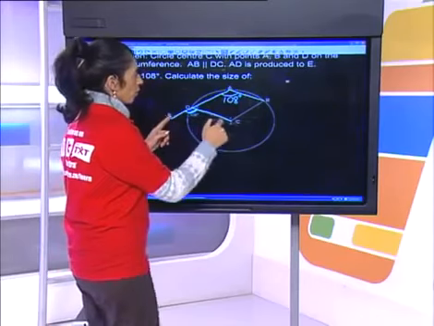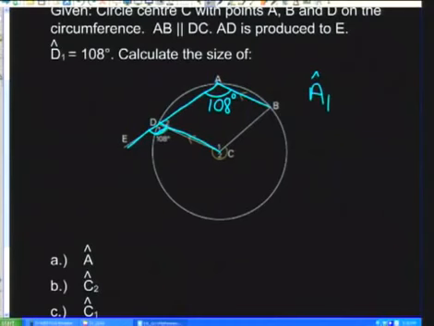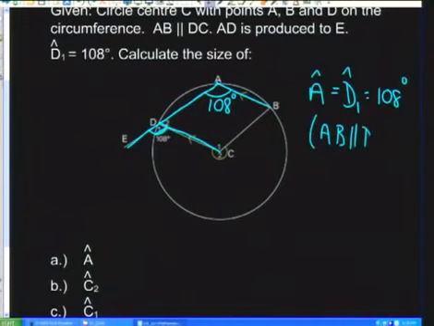So in this case, we would say that angle A is equal to angle D1. We would give its value, and then next to it we would say because AB is parallel to DC, and our corresponding angles on parallel lines will therefore be equal. So notice I'm providing a reason for that.